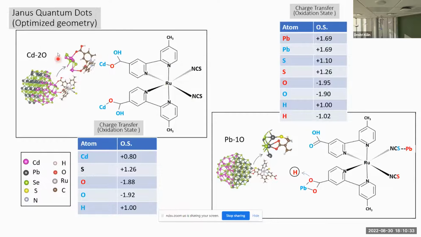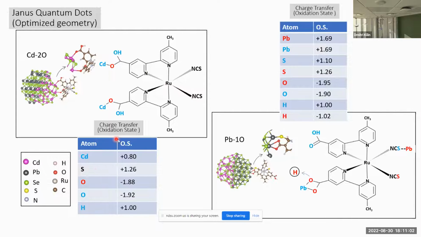This is the second case, Cd2O, in which 2 oxygen groups are absorbing on the surface of the cadmium side, and on the very right are the relaxed structure and the schematic representation of the dye structure. And here we can see, after relaxation, how the cadmium and the sulfur and oxygen are positioned by themselves, as you can see in this schematic representation.